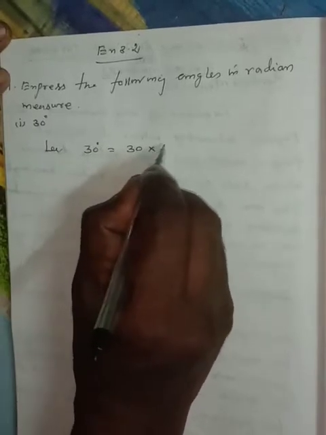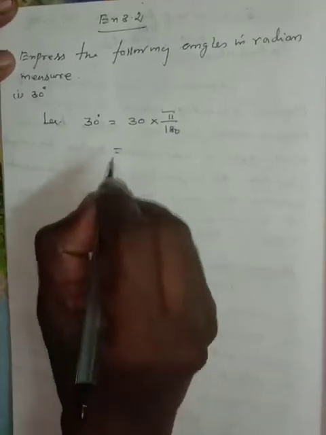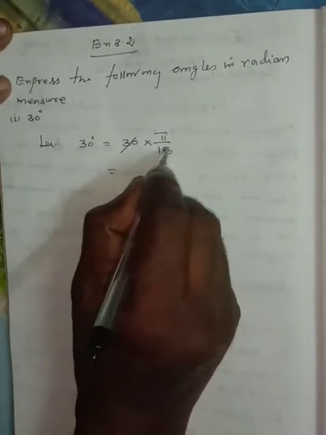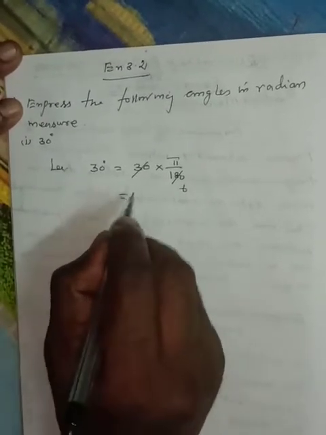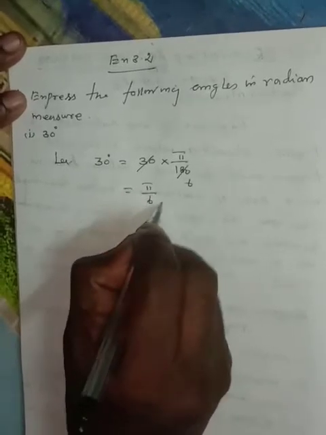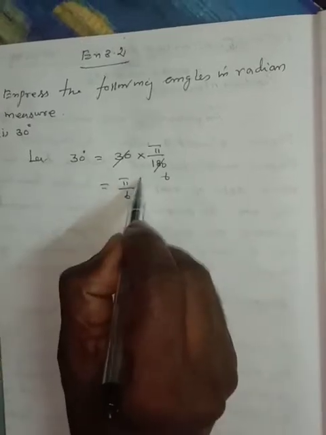Express the following angles in radian measure. Number 1, 30 degree into radian measure. 30 degree is equal to 30 into pi by 180. Cancelling, 30 times 1 is 30, 30 times 6 is 180. So, pi divided by 6.